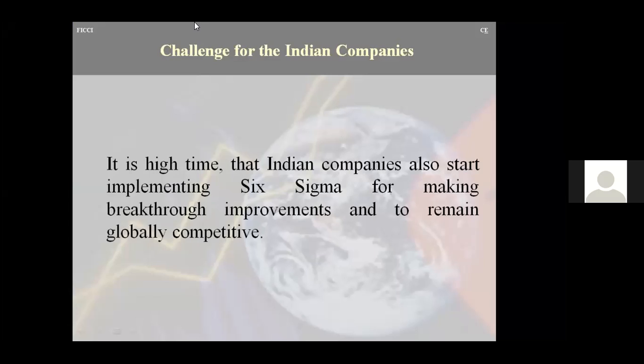So in the Indian context, there are a lot of challenges for Indian companies. It is high time that Indian companies also start implementing Six Sigma. When we observe our manufacturing levels, we can interpret those levels in terms of Six Sigma, and we can say that we are working at an average of Three Sigma levels. So to be globally competitive, we have a lot to do in Indian companies. We have to bring breakthrough improvements, not simple, gradual improvements. We have to break through or re-engineer the systems to become globally competitive.